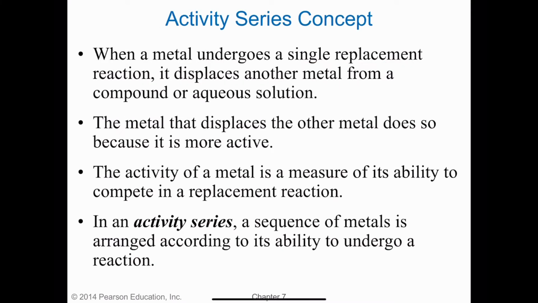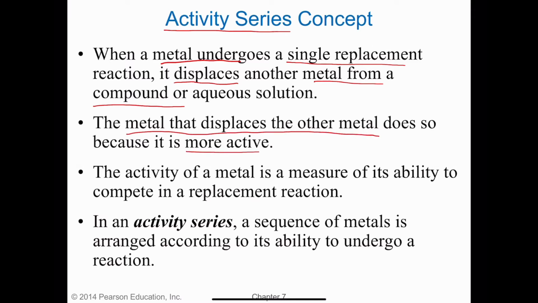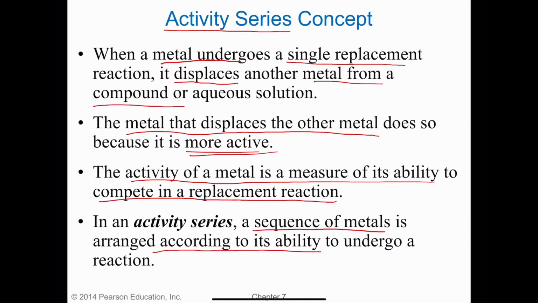Now, before we go into single displacement or single replacement reactions, we're going to talk briefly about what we mean by activity series. So when a metal undergoes a single replacement reaction, it displaces or replaces another metal from a compound or an aqueous solution. So the metal that displaces the other metal does so because we say it's more active or more reactive, if you will. The activity of a metal is the measure of its ability to compete in a replacement reaction. And in an activity series, we're basically ordering the metals, so we're creating a sequence of metals, and they're arranged according to their ability to do this, ability to undergo a chemical reaction.